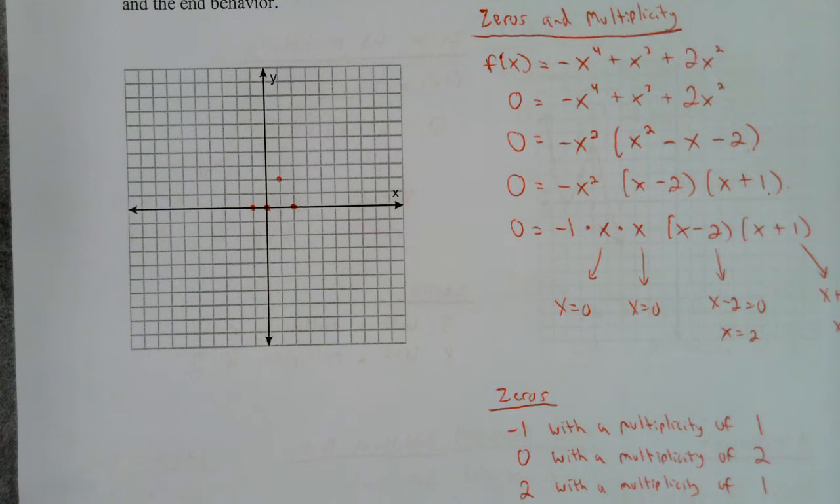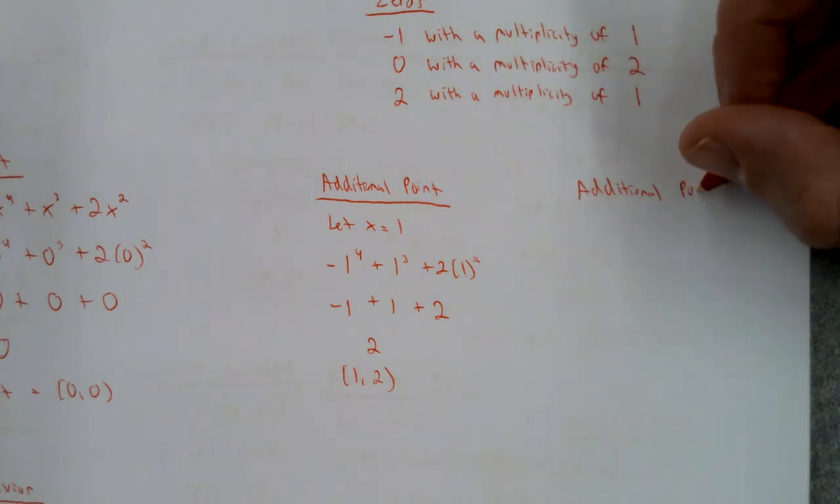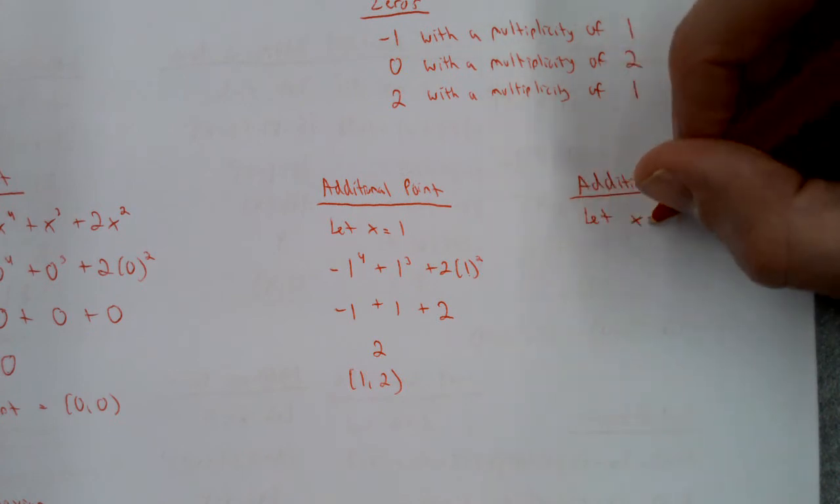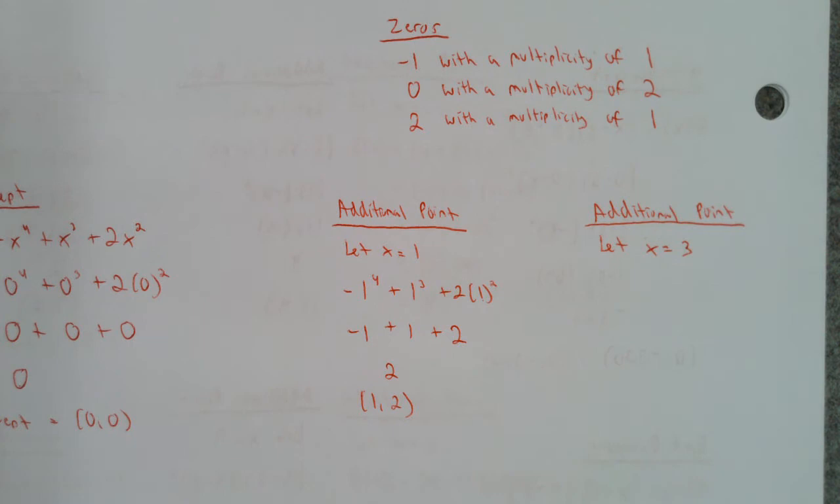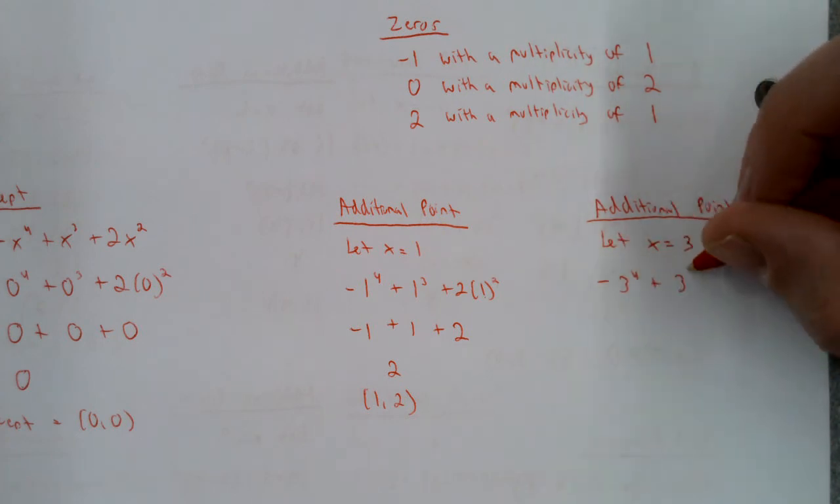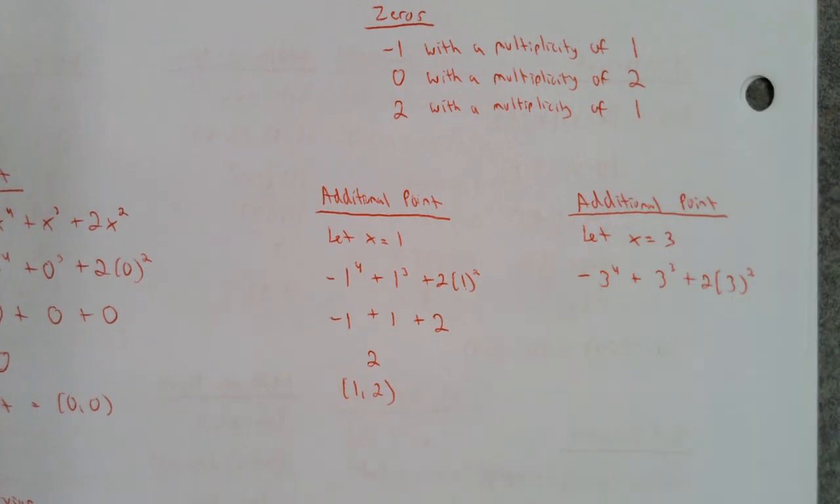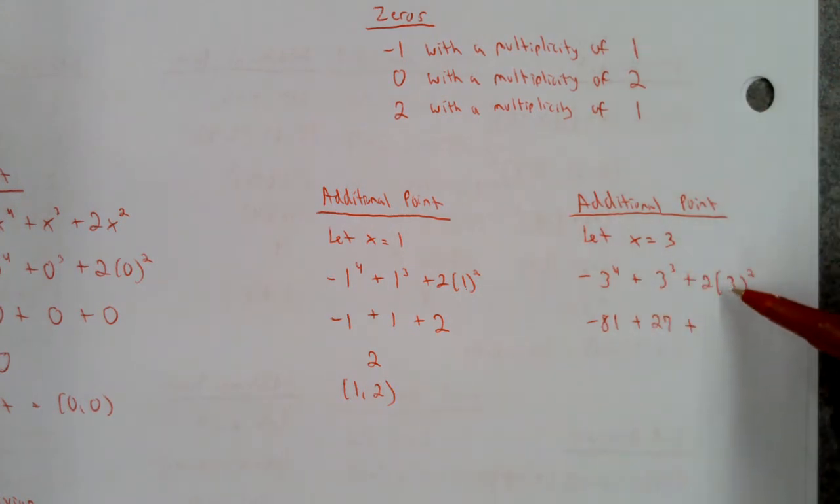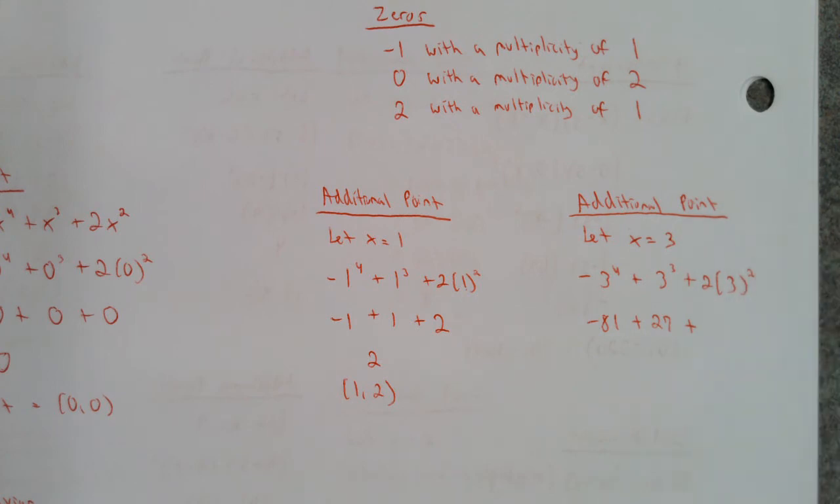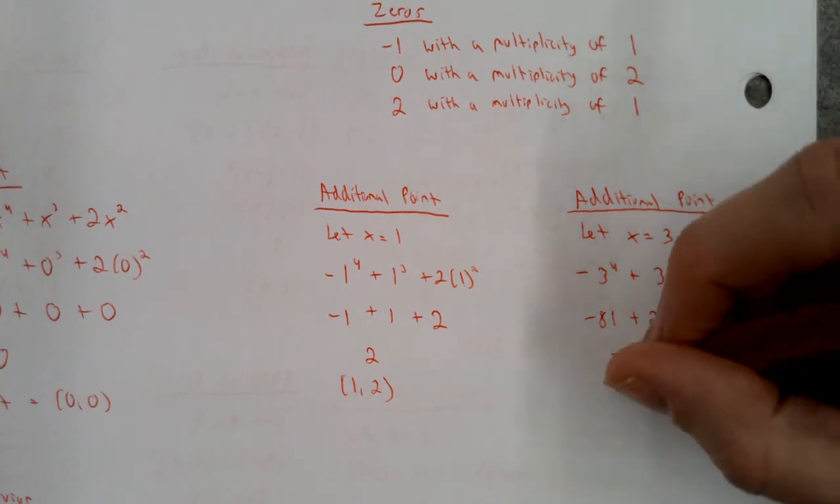Let's do another additional point. Let's do x equals 3. So I'm not going to recopy everything, but negative 3 to the fourth power plus 3 to the third power plus 2 times 3 squared. Now, even if this does not fit on the graph, it will be helpful to us, okay? So 3 to the fourth power is 81 times the negative out front is negative 81 plus 3 cubed is 27 plus, again, this is not 6 times 6 is 36. This is 3 squared is 9 times 2 equals 18. And when you add those, you get negative 54, which we're not going to be able to graph, but it's good to know that.